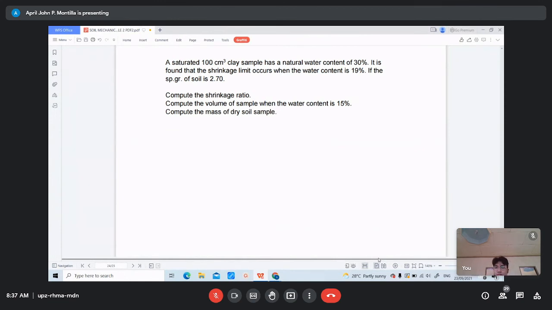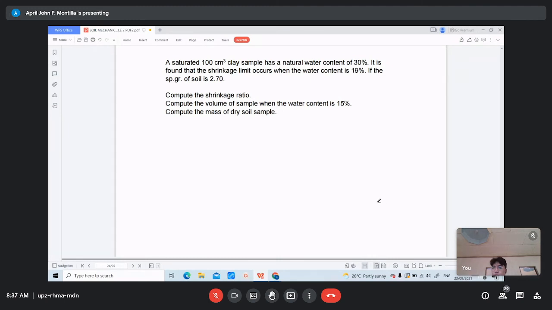A saturated 100 cubic meter clay sample has a natural water content of 30%. It is found that the shrinkage limit occurs when the water content is 19%. The specific gravity of soil is 2.70. Compute the shrinkage ratio. Compute the volume of sample when the water content is 15%. Compute the mass of dry soil sample.